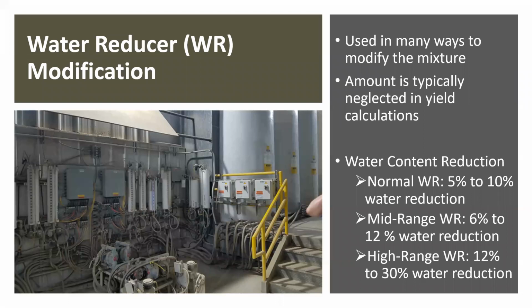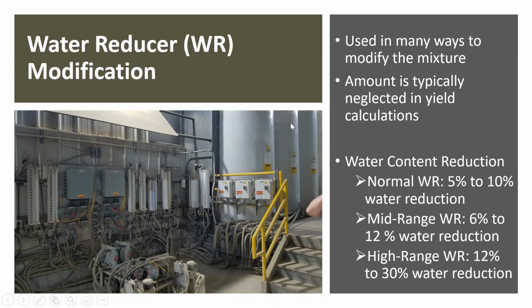What I'm trying to get at is when we deal with the water reduction. A normal water reducer is maybe 5 to 10%. The mid-range is 6 to 8. And then a high range is 12 to 30%. What does that water reduction mean? Anybody want to guess? If you use the recommended dosage, you can actually reduce the amount of water in your design mix.